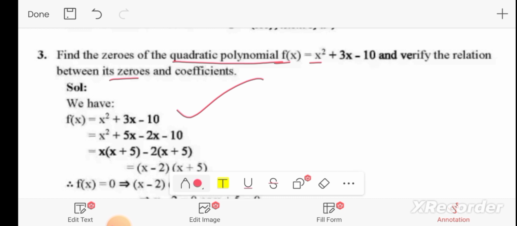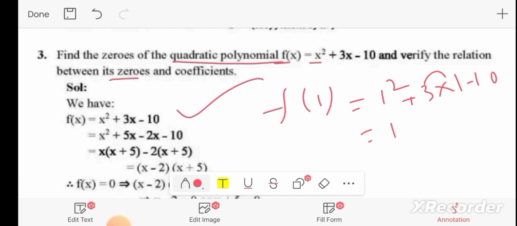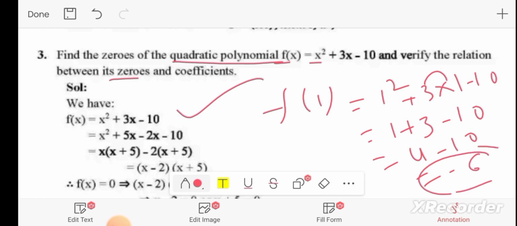Example, suppose I put 1. f(1) means in place of x, I put 1, wherever there is x. 1 square plus 3 into 1 minus 10. So 1 square is 1, 3 ones are 3, so 3 plus 1 is 4, 4 minus 10 equals minus 6. Did this polynomial become 0? No. So 1 is not a zero of this polynomial.